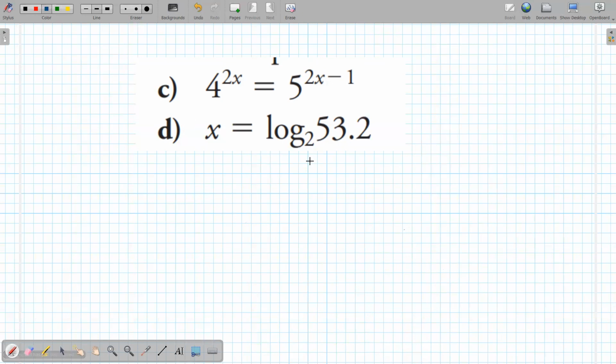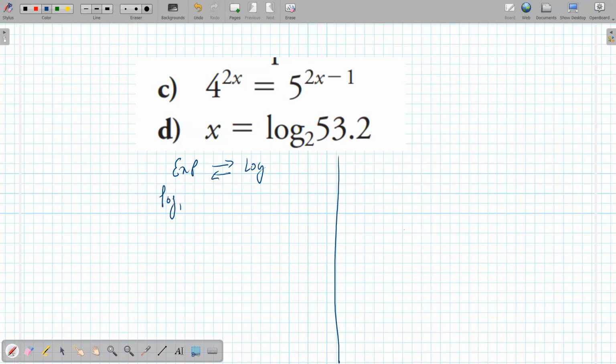For D, now our x is missing. There's two ways you can attack this. I'll show you both ways. One way is going from an exponential to a logarithm and vice versa. The way it works is like this.